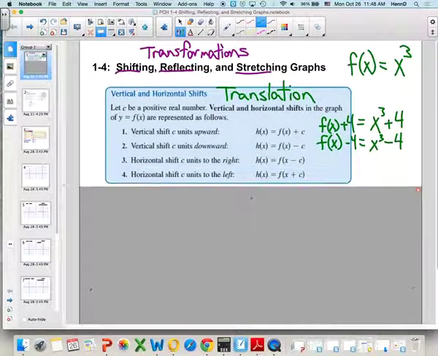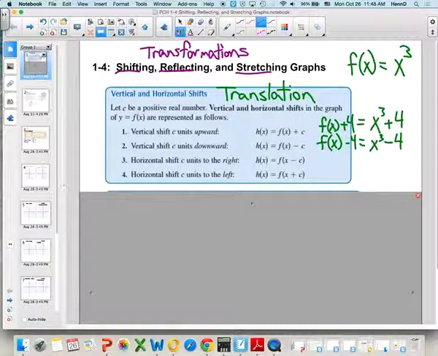Now, we also have horizontal shifts. And one thing to remember, both with the translations and with the stretching later on, the horizontal ones are the oddballs. They do the opposite of what you might think. If you want to move it right, you might think, oh, I just add to the x. You actually don't. If you want to move it right, you subtract from the x. If you want to move it left, you have to add. It's the opposite of what you might initially think.